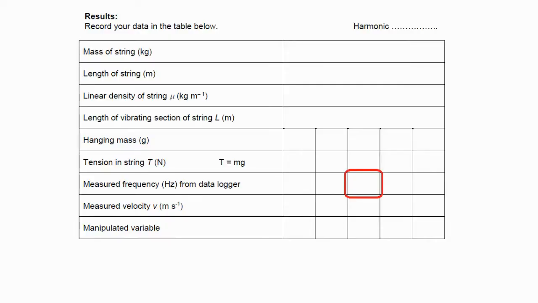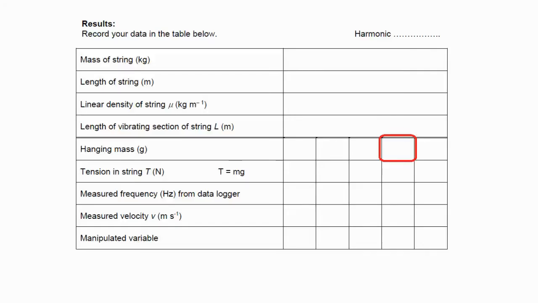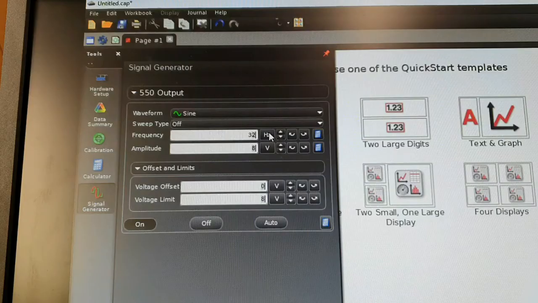Again, I'll add another 50 grams and you can work out the tension that's in the string there. Again, it's the mass in kilograms, so that mass now is 200 grams. So 200 divided by 1,000 multiplied by 9.8, that will give you the tension, and I will adjust the frequency. So that frequency is 36, and that looks like a nice second harmonic.